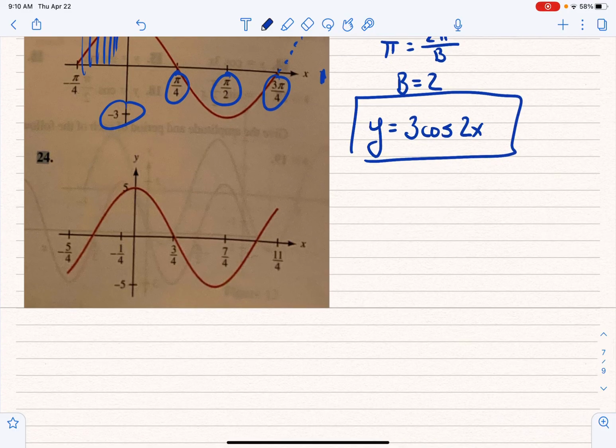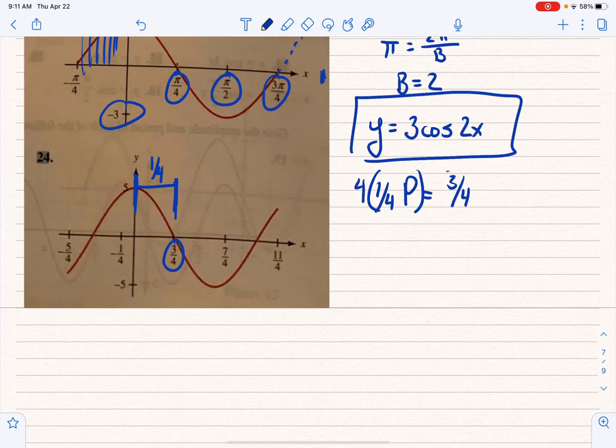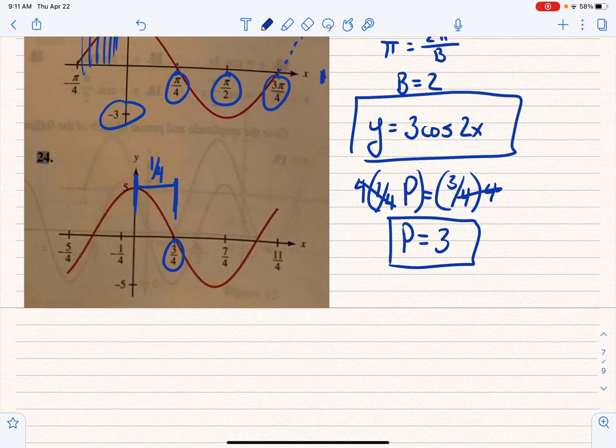Okay, again, what we need to think about is from here to here, we are seeing 1/4 of the period, 1/4 of one complete cycle. And so if 1/4 of it is equal to 3/4, so think about that. 1/4 of the period is equal to 3/4. I said 3 a second ago. I meant 3/4. So what you could do is multiply both sides by 4. These would cancel out, and you would get that the period is equal to 3. The period of this graph is 3.